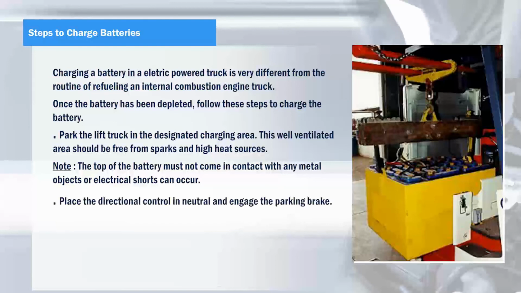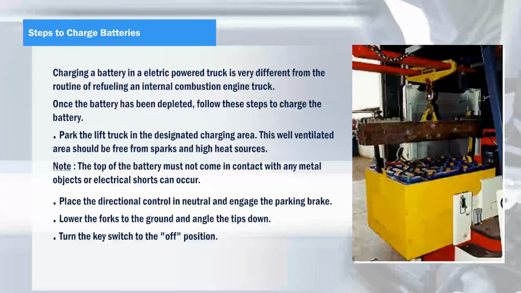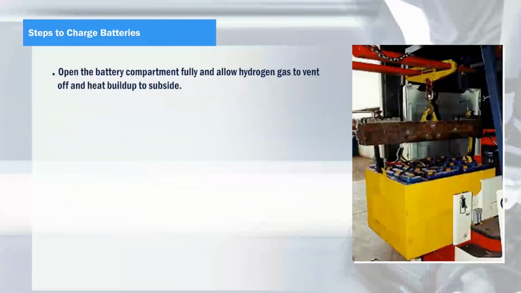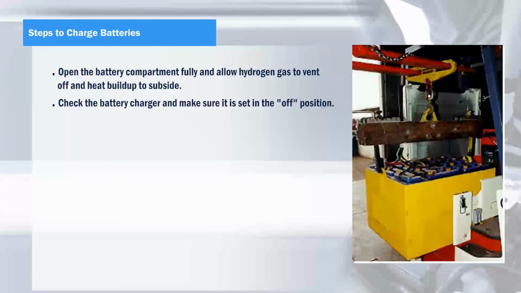Place the directional control in neutral and engage the parking brake. Lower the forks to the ground and angle the tips down. Turn the key switch to the off position. Open the battery compartment fully and allow hydrogen gas to vent off and heat buildup to subside. Check the battery charger and make sure it is set in the off position.